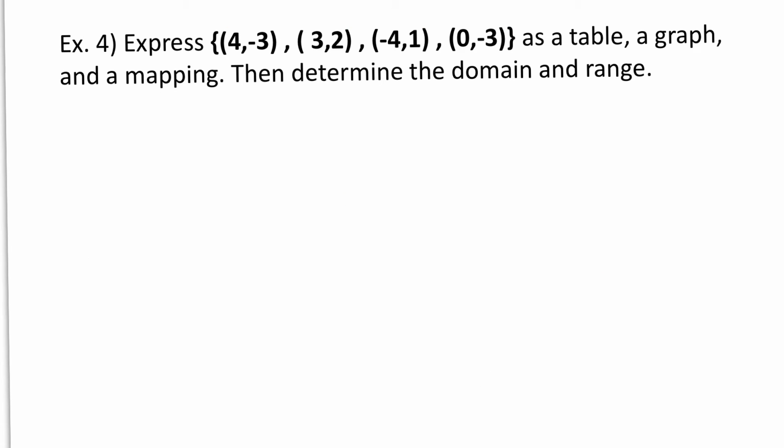All right, guys, so here's another example. What I want you guys to do is pause the video, try it on a piece of paper, and I want you guys to express this set of ordered pairs, (4, -3), (3, 2), (-4, 1), (0, -3), as a table, as a graph, and a mapping. And after that, on the bottom, you guys need to determine the domain and the range.